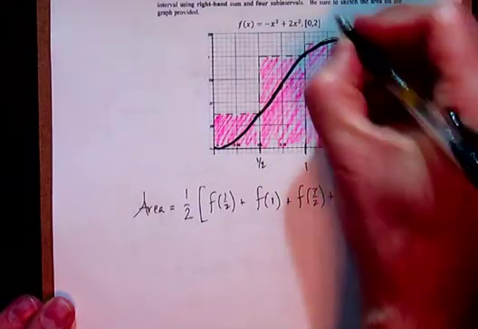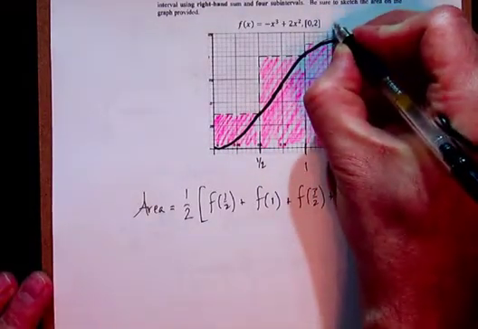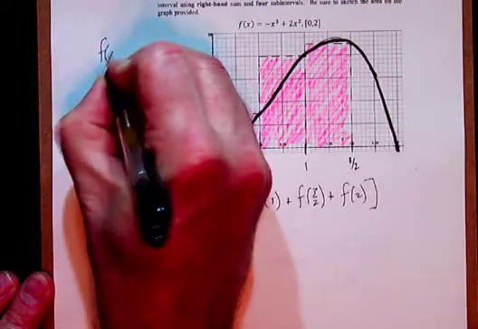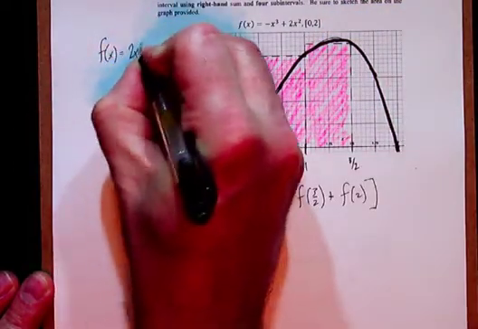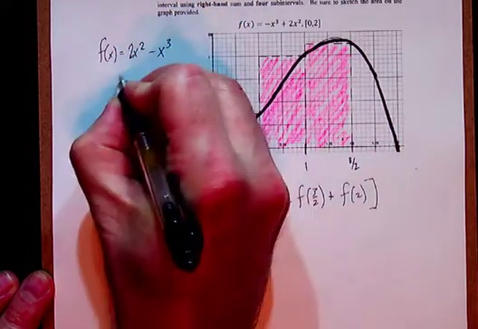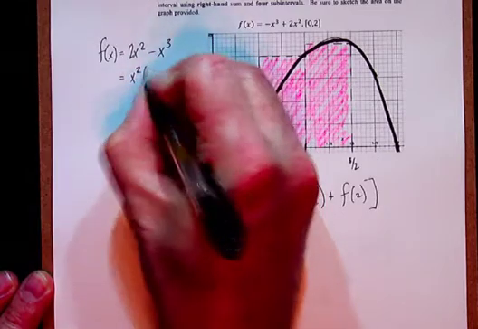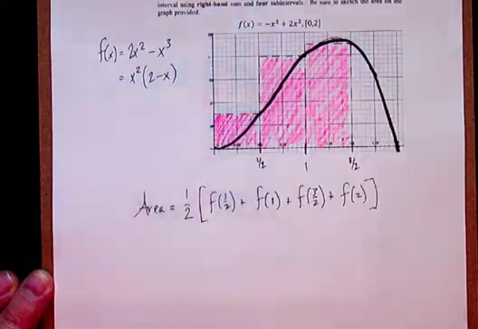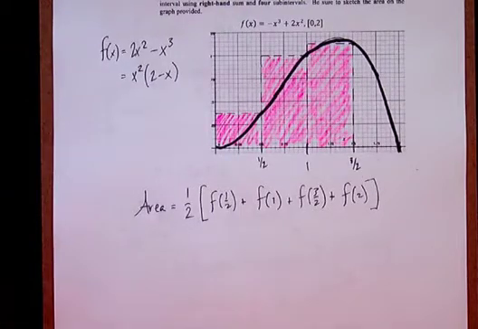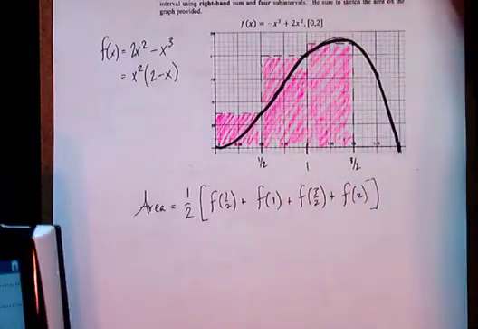This actually is a pretty easy function to evaluate since we can simplify it. So you have f of x is equal to 2x squared minus x cubed. In case you don't like that negative leading coefficient, I can go ahead and factor out an x squared, and I get 2 minus x. So actually plugging in these values isn't going to be too much of a chore. But again, let's go ahead and use our calculator, simply because we can.